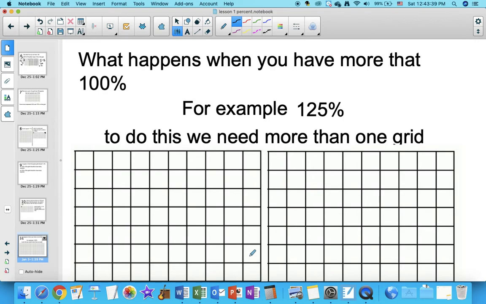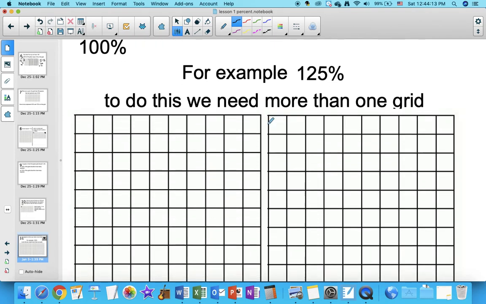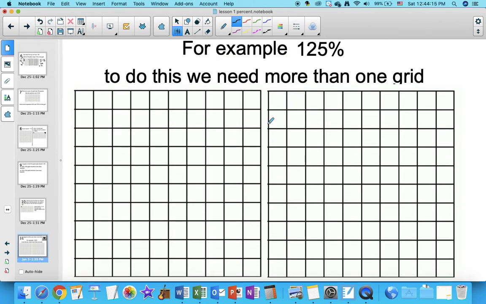Right? Well, what happens if you have more than 100%? In this case, 125%. What do you do then? Right? You may ask yourself, well, I thought percentages were always out of 100. You're right. Percentages are always out of 100. We usually use them to represent values or proportions greater than 100% to say we've gotten more than the maximum or more than what is expected. Right? So what happens when you have more than 100%? So for example, 125%. Well, in this case, we need more than one grid, right?